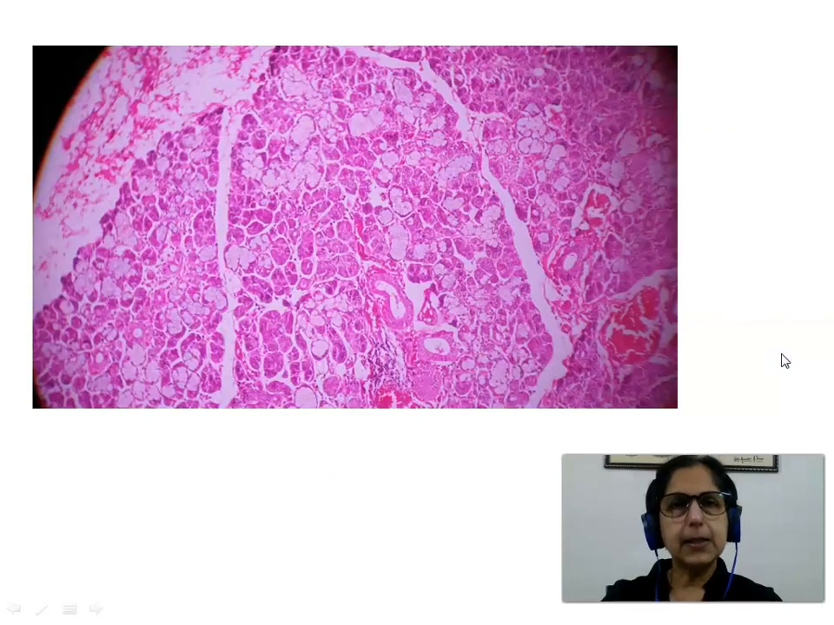This here is a low power view of a slide of the submandibular gland. We can appreciate here serous acini. These are the mucous acini, and we also see a mucous acinus with a few serous cells, and that is the serous demilunes of Giannuzzi.